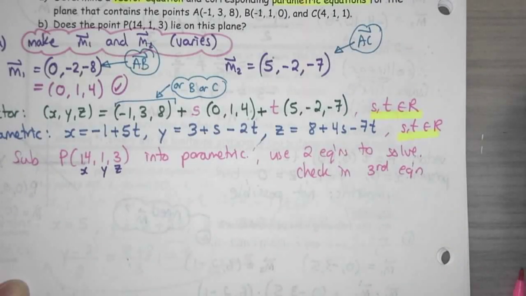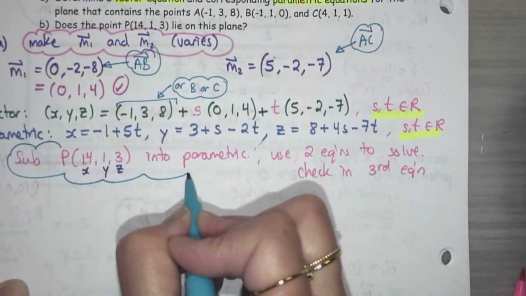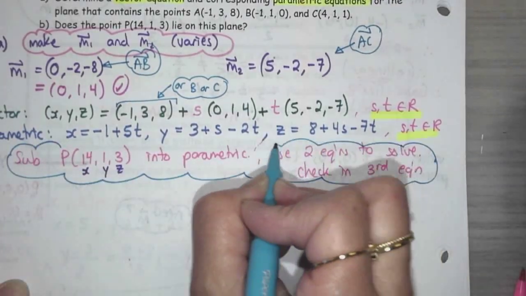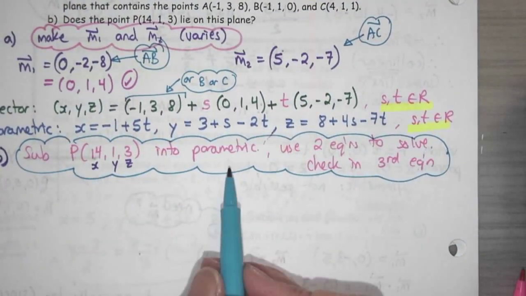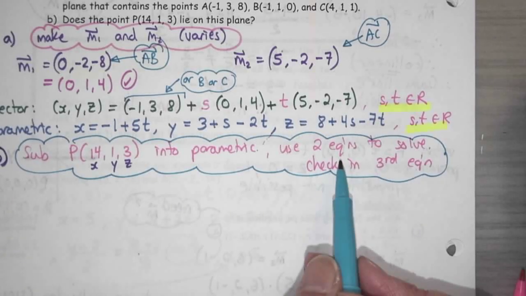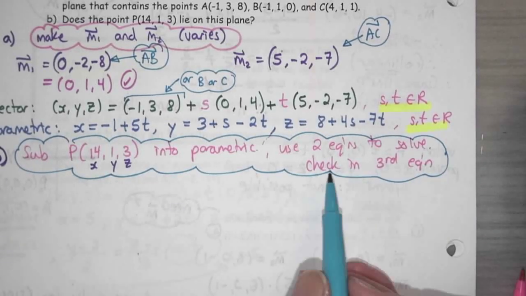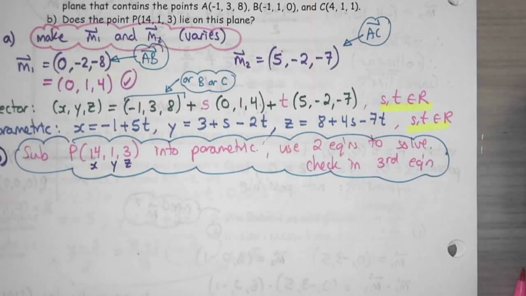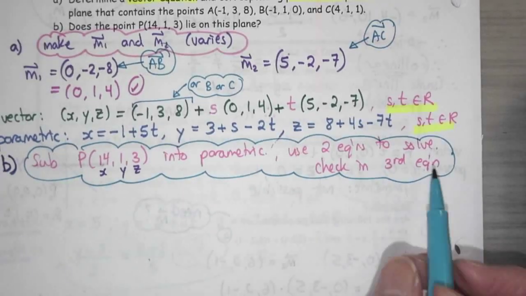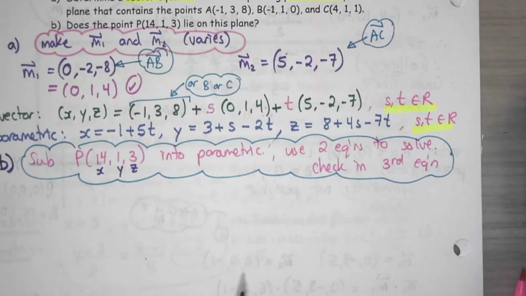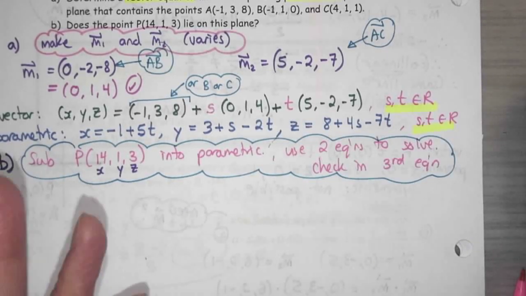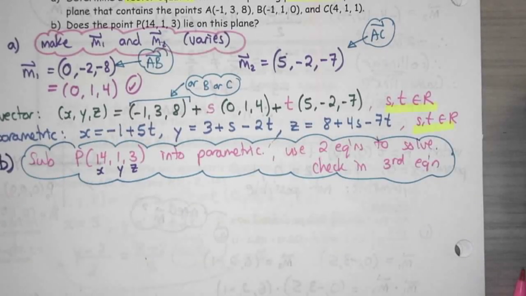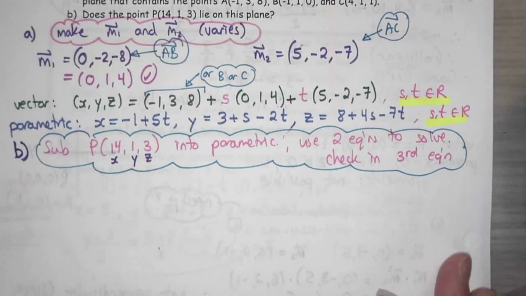This is my thought process, you don't have to write this, just for your thoughts. I'm going to take this, sub it in for x, y, and z into the parametric, use 2 equations to solve it, and check it in the third. So you save the third one untouched, and you check to see if it works in the third. If not, what can happen is that it fits 2 of them, but it's off kilter and it's not actually sitting on the plane. So that's why you use 2.